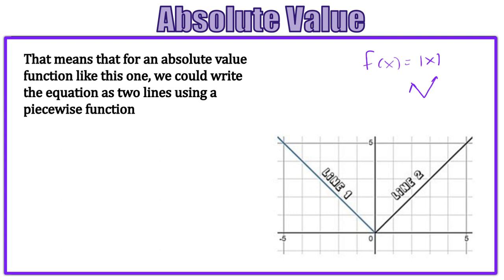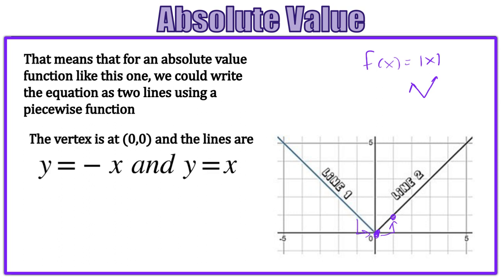So let's think about this absolute value function. It has a vertex at the point 0, 0. We can see that here. And then to the left, there's one line, and that line has a y-intercept of 0 and a slope of -1, and line 2 to the right has a y-intercept of 0 and a slope of +1. So the vertex is at 0, 0, and the lines are line 1, y equals -x, and line 2, y equals +x. So how do we write this as a piecewise function?